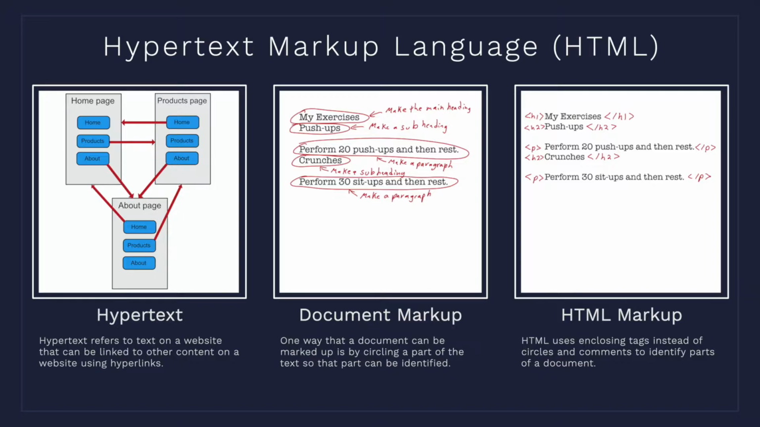Let's start defining a markup language. Let's begin by looking at document markup. One way that a document can be marked up is by circling a part of that document, drawing an arrow, and then identifying that part of the document using a comment.